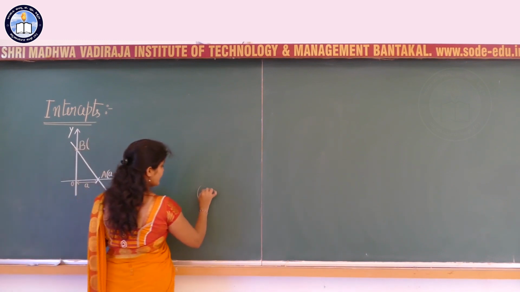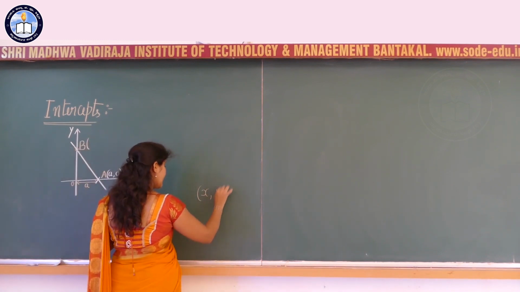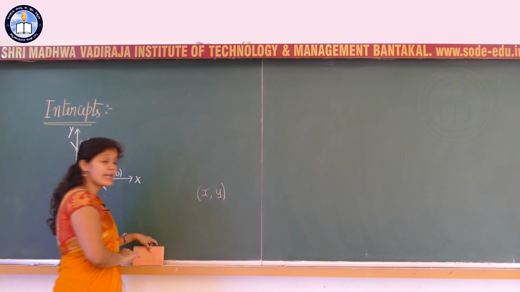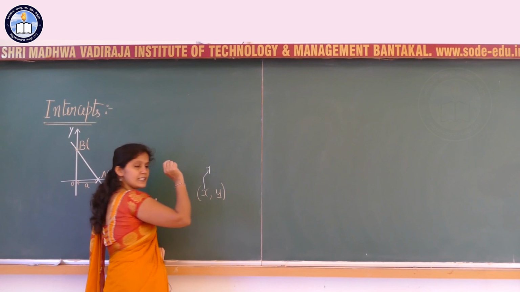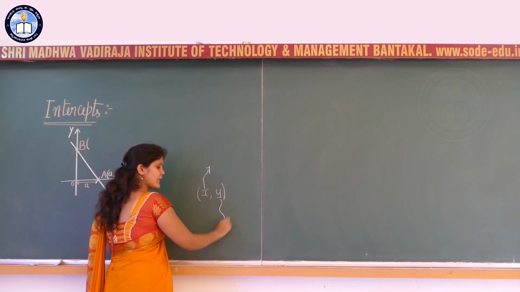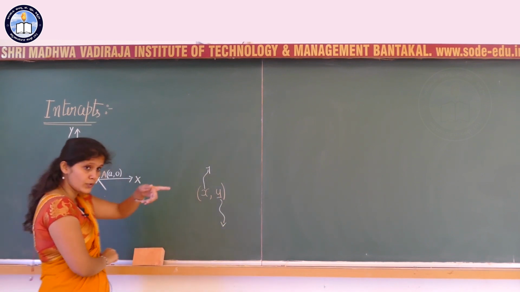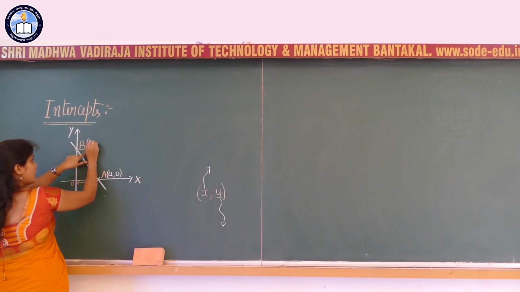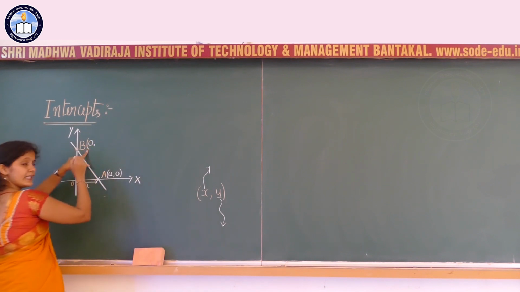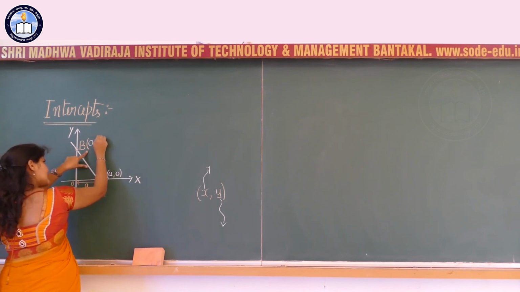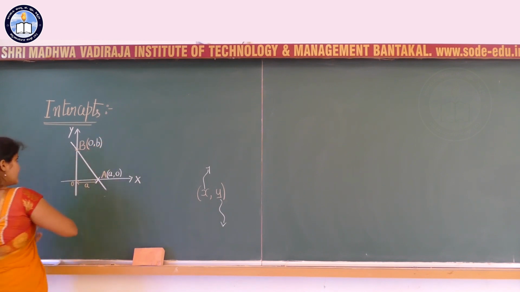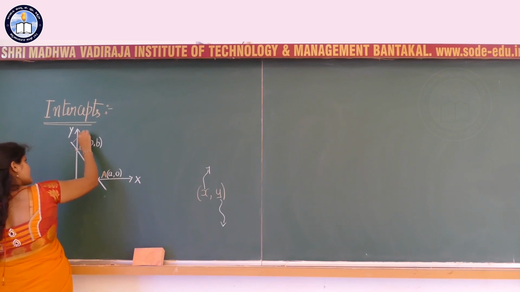Each point we can represent as an ordered pair x comma y. This x represents the value which is present along the x-axis, and y represents the value which is present along the y-axis. So therefore for the point B, the x coordinate is 0. What is the y coordinate? I will consider the constant as b, with respect to the line L.